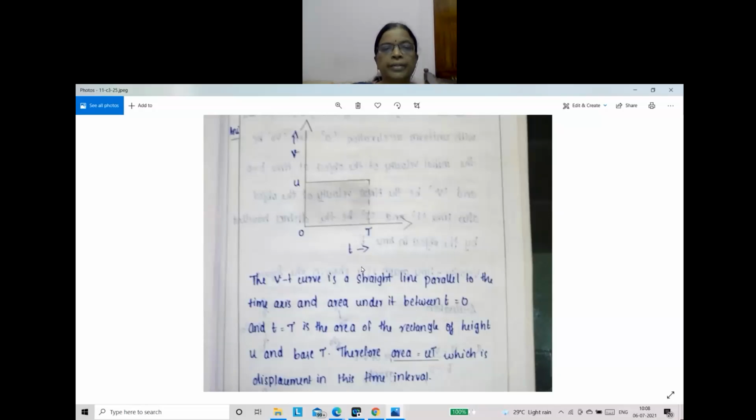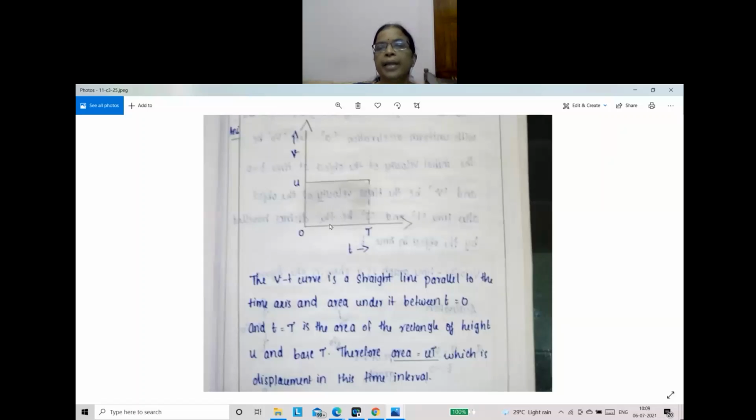Children, in this, how will you find the displacement from the VT graph? See, how will you find displacement from the VT graph? By finding the area under this graph, the shaded area you have to find out. This line is the graph. The area under that graph and the time axis will give the displacement covered by the body.